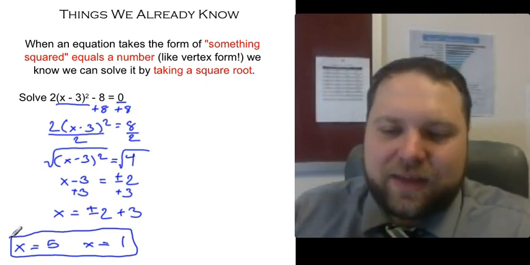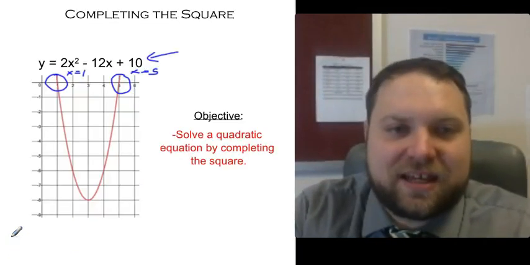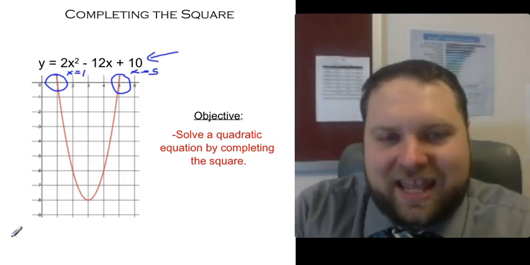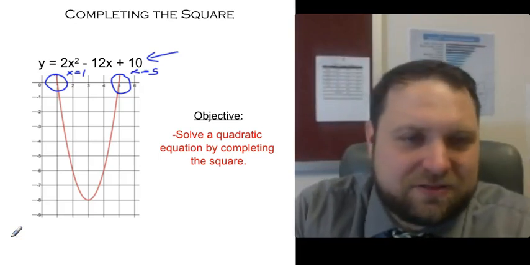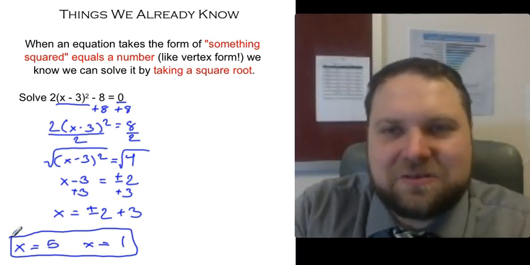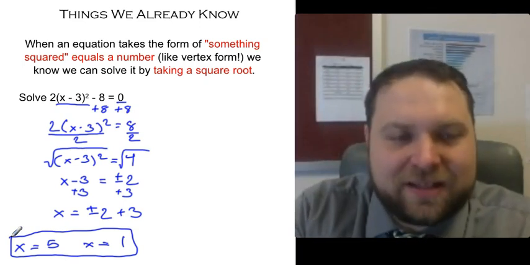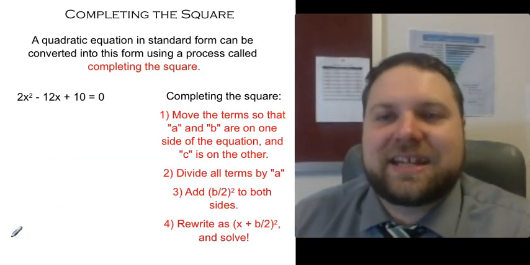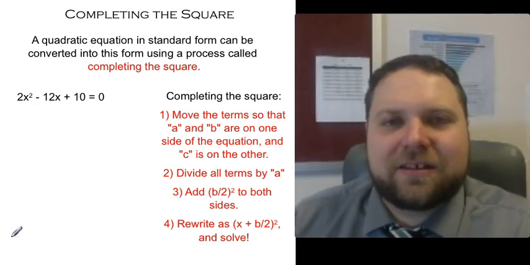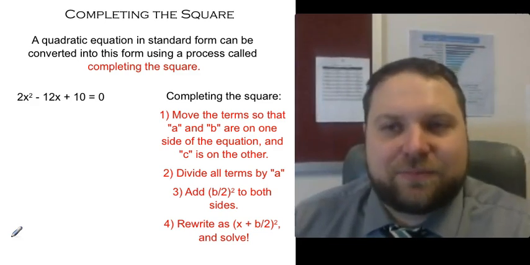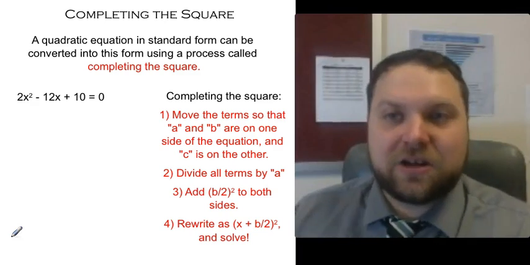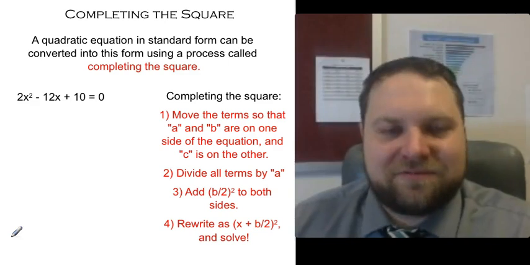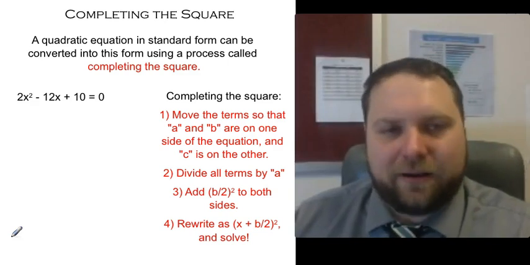If we look back at our graph from the previous slide, we can see that was just vertex form for that exact same equation. So we know how to do this. This is no mystery. I just wanted to remind you of it a little bit. Now what we're going to do is take an equation that is in standard form and make it look like that problem that we just solved. Because once it looks like the problem we just solved, we know how to solve it. That's something we can already do. This process is called completing the square.